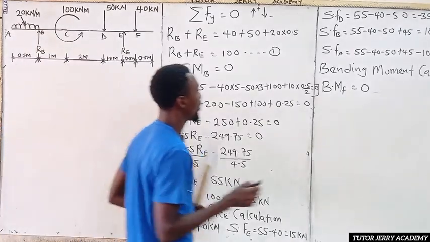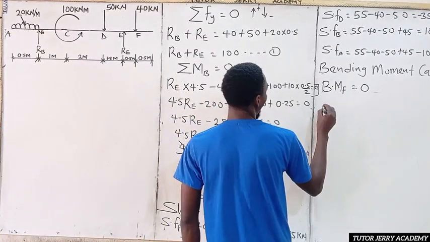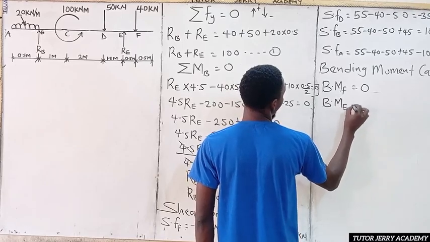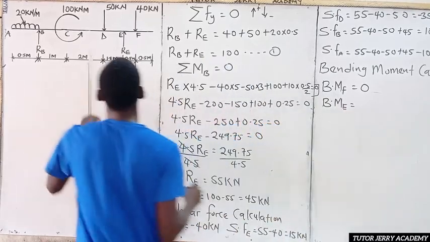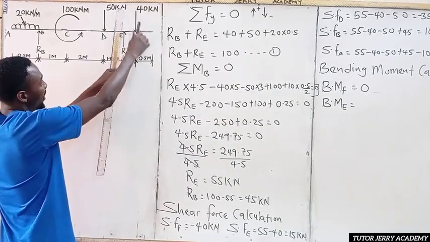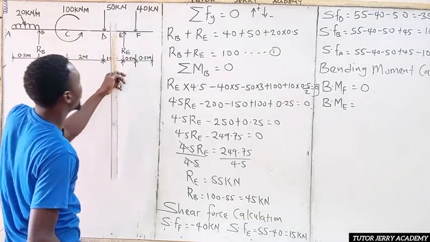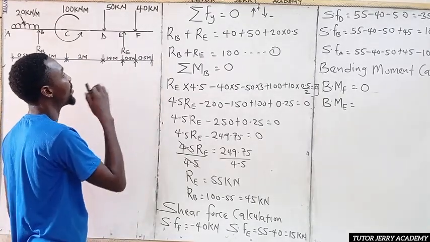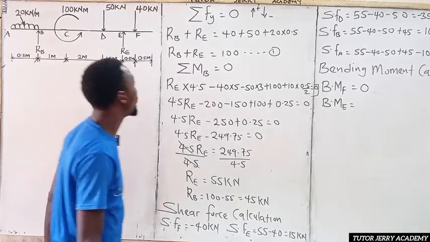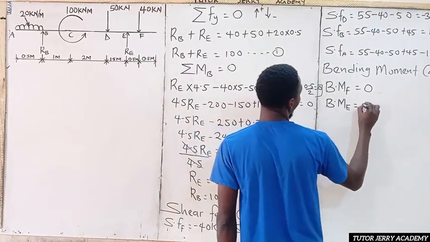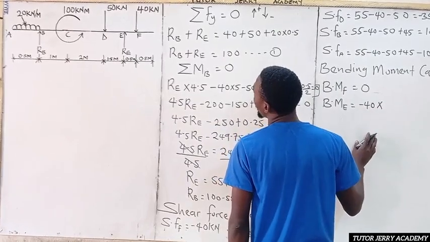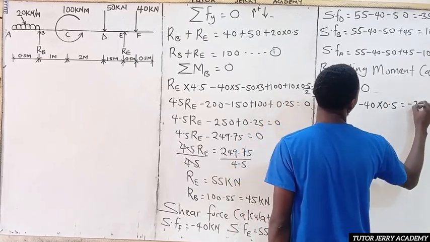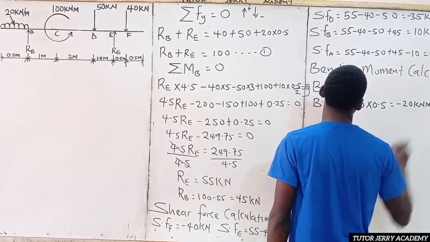All right. So now we can go for the moment about point E. If we stand at E now, you can see there's a force here, so we multiply it by the distance. We have a downward force here, and don't forget, upward force is positive, downward force is still negative. So we are going to have minus 40 multiplied by 0.5. This gives us minus 20 kilonewton meter.